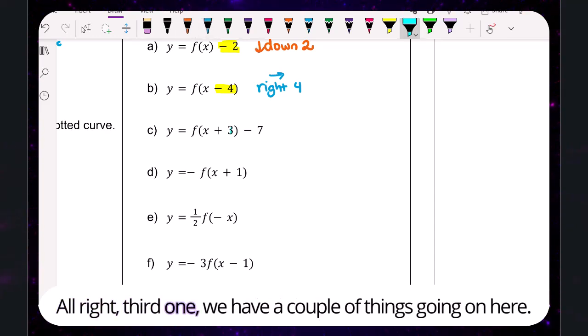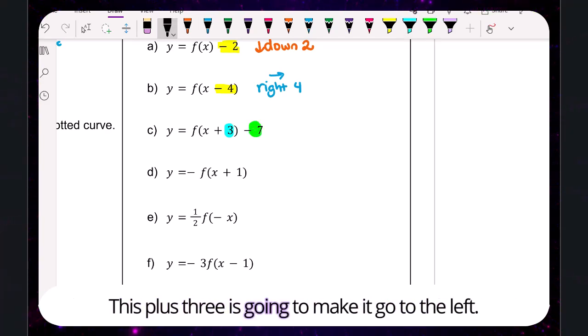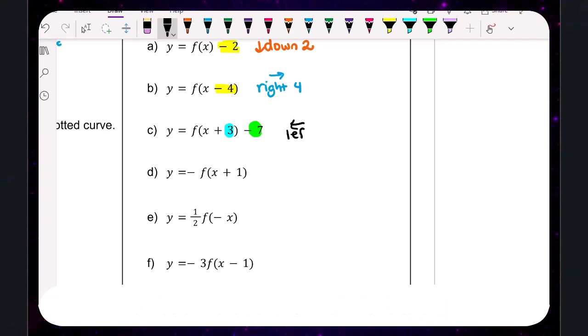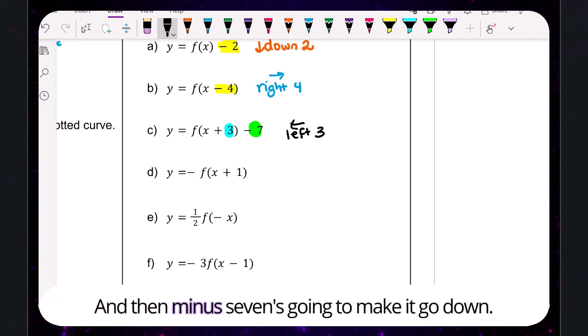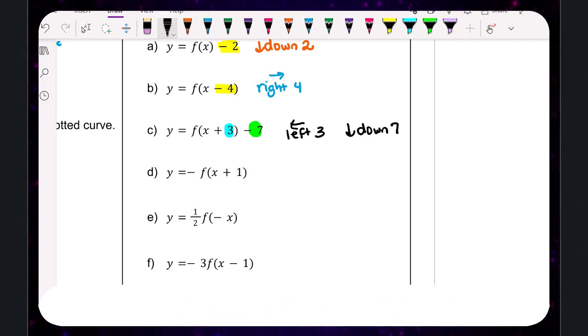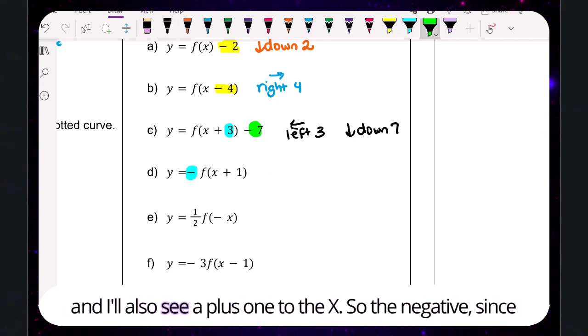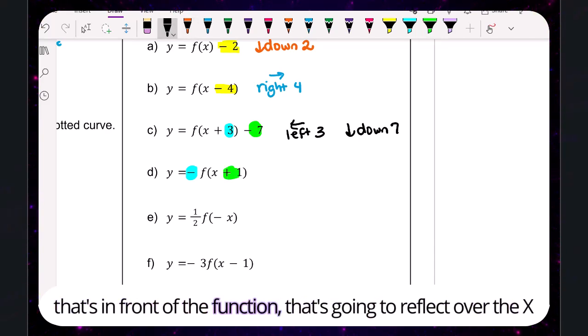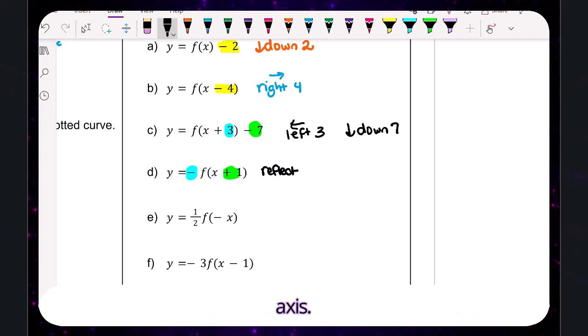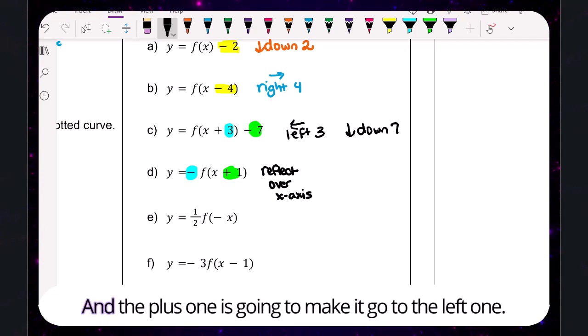All right, third one, we have a couple of things going on here. This plus 3 is going to make it go to the left 3. And then minus 7 is going to make it go down 7. Okay, part D, I see a little negative hanging out in the front, and I also see a plus 1 to the x. So the negative, since that's in front of the function, that's going to reflect over the x-axis. And the plus 1 is going to make it go to the left 1.